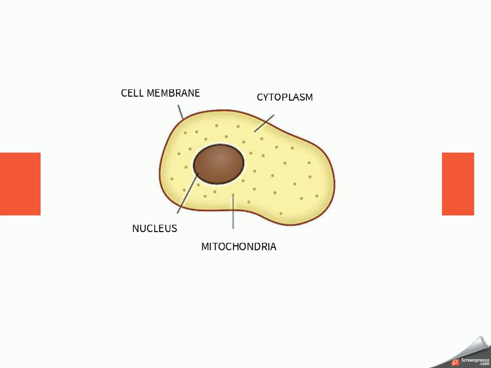So the four organelles: cell membrane to control movement into and out of the cell, the cytoplasm that contains enzymes to carry out reactions and nutrients, the mitochondria to carry out respiration and produce energy, and then the nucleus, which controls the cell.